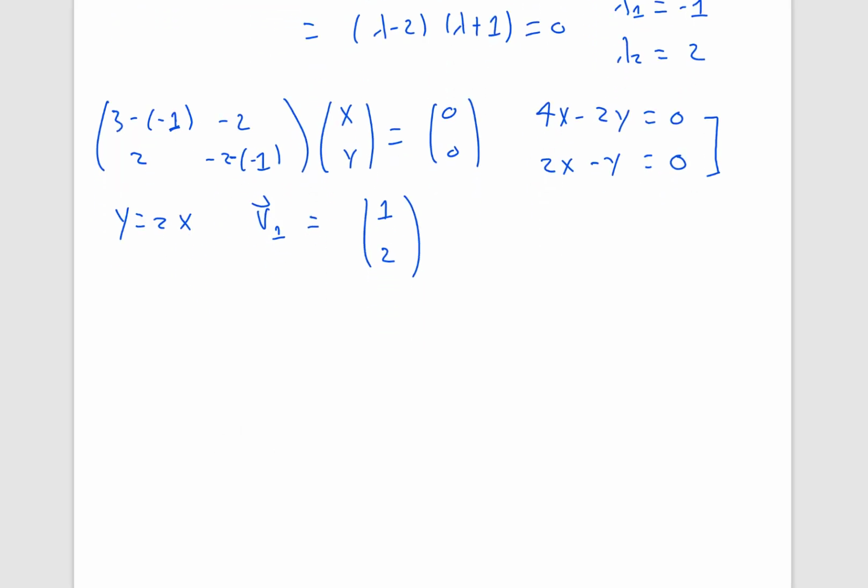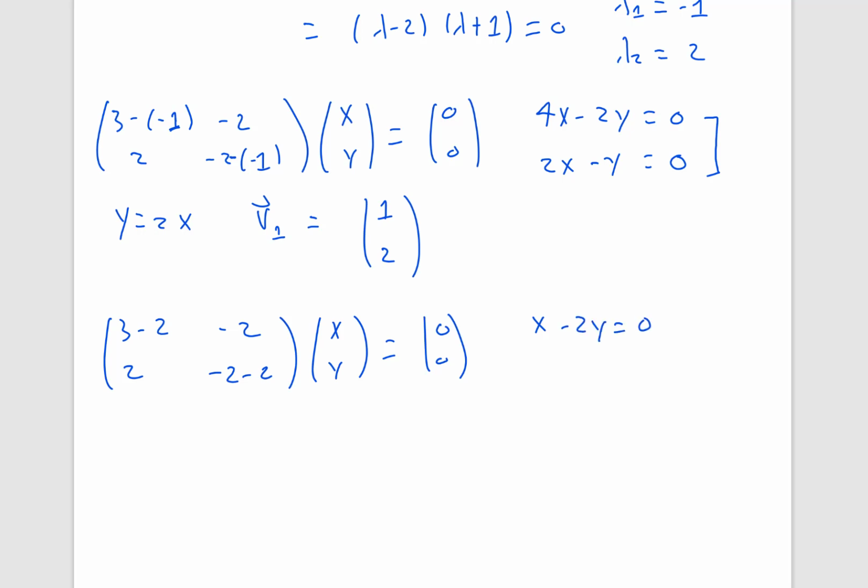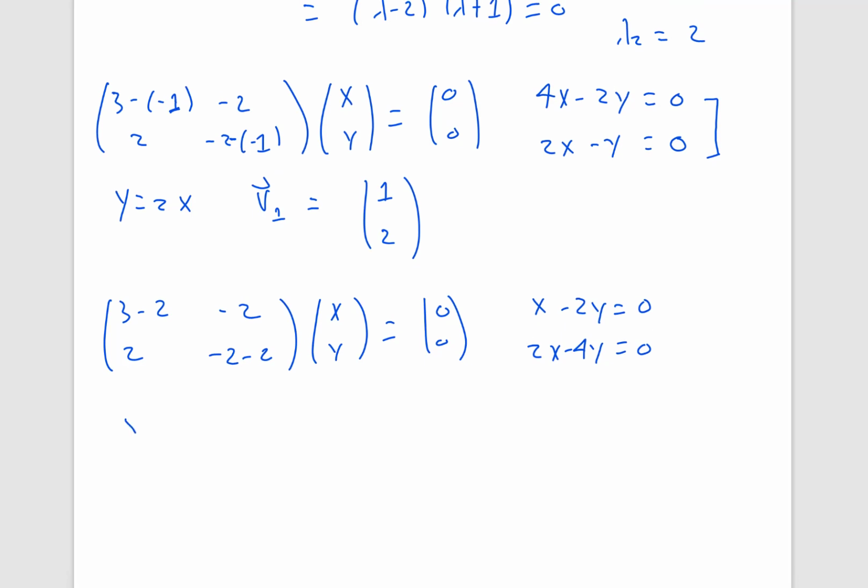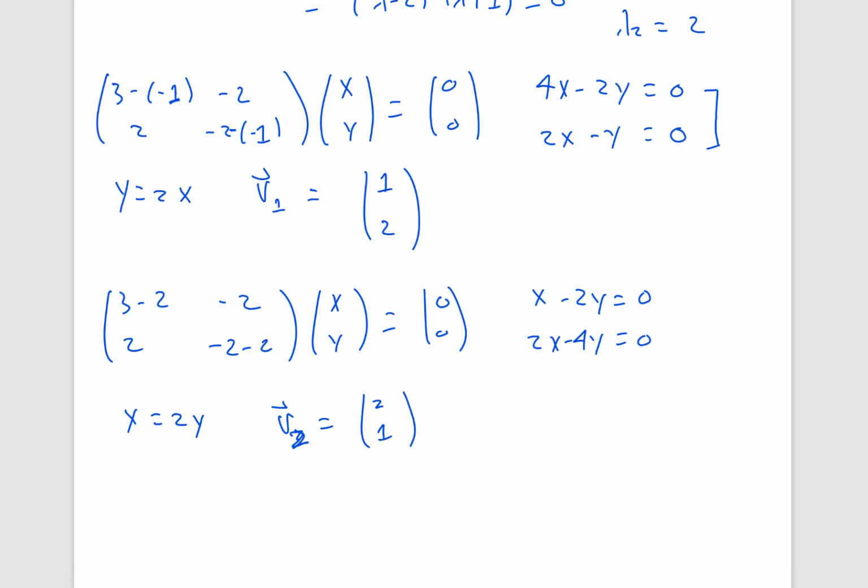Okay, now we're going to find the eigenvector associated to the eigenvalue 2. So we have 3 minus 2, minus 2, 2, minus 2 minus 2, times x y equals 0, 0. Okay, this top equation is x minus 2y equals 0, and the bottom equation is 2x minus 4y is equal to 0. Again, the bottom equation is 2 times the top equation. The top equation says x is equal to 2y, and so any vector where the top entry is 2 times the bottom entry, except for the 0 vector, is going to be an eigenvector.